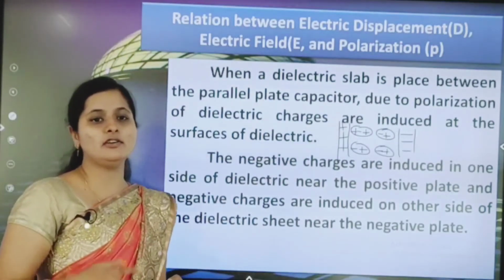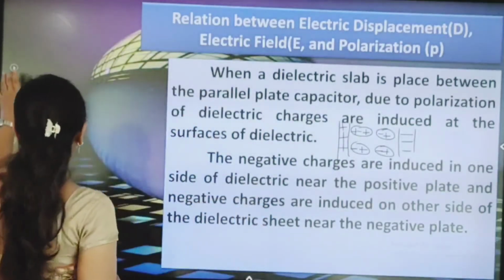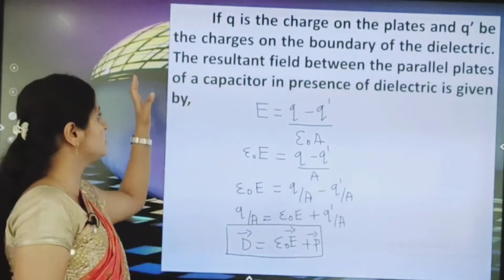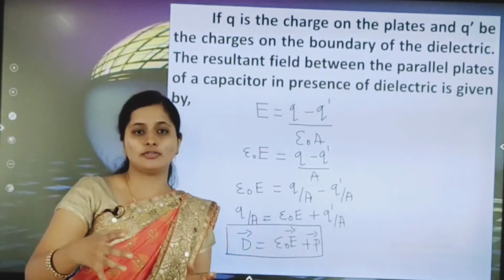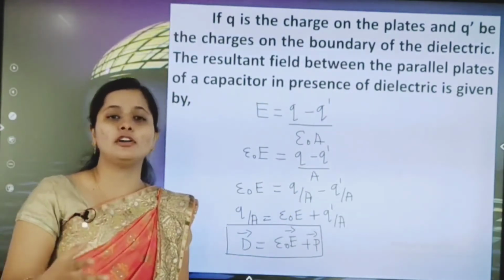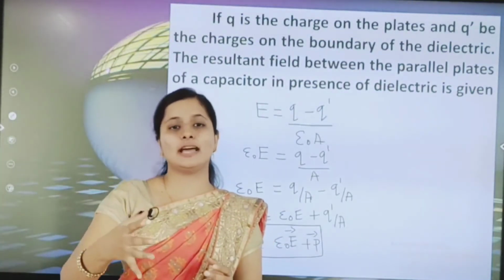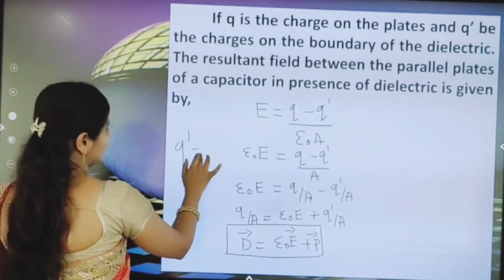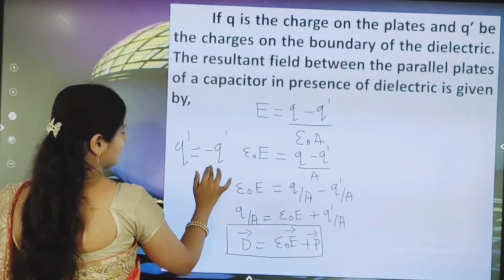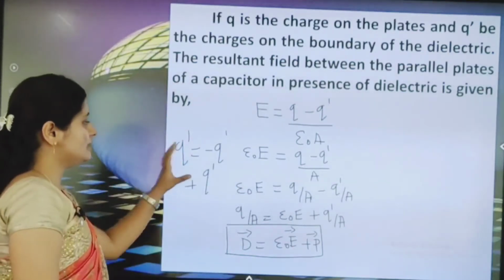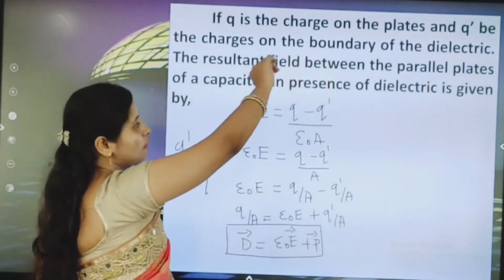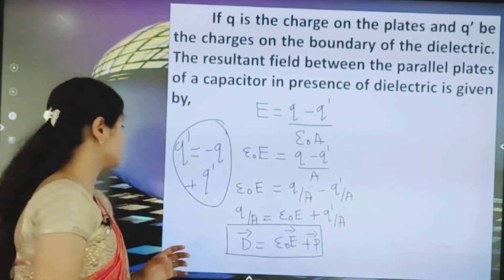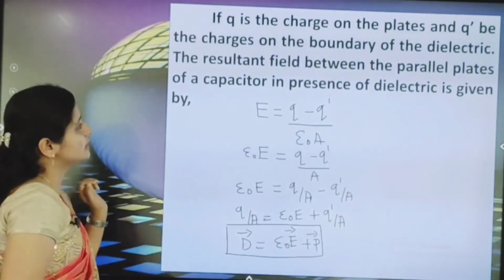In next we'll see what are the induced charges. So see, if Q is the charges on the plate and Q dash be the charges on the boundary of the dielectrics, whatever the charges on the boundary of the dielectrics we are getting, that charges we are calling as induced charges. So Q dash, it may be minus Q dash or plus Q dash. So these type of charges we are getting on the boundary of the dielectrics. For that charges we will call as a induced charge.